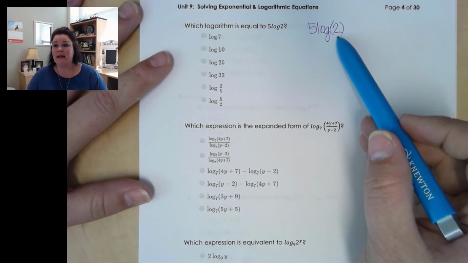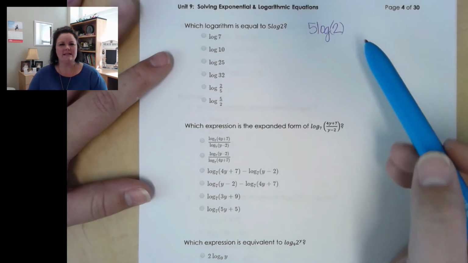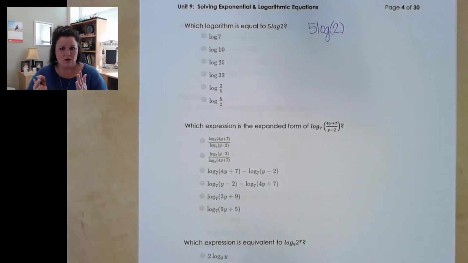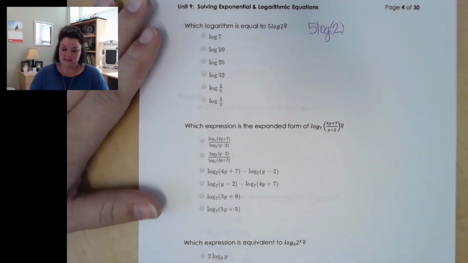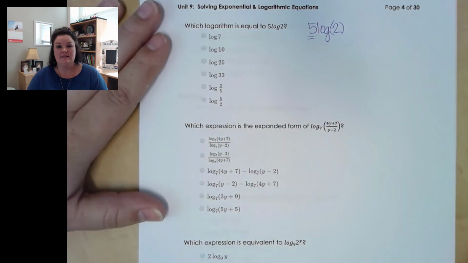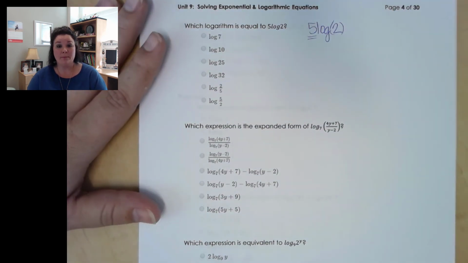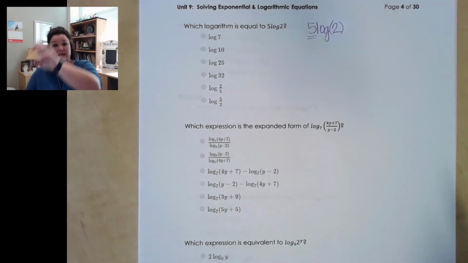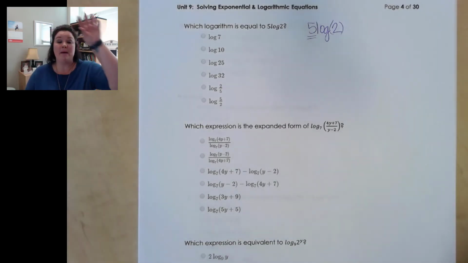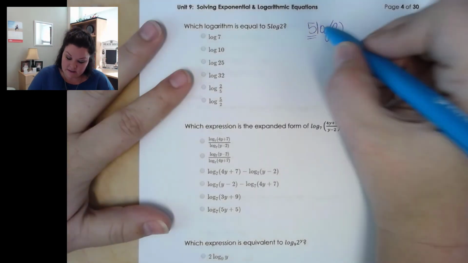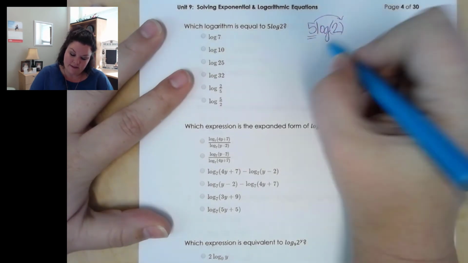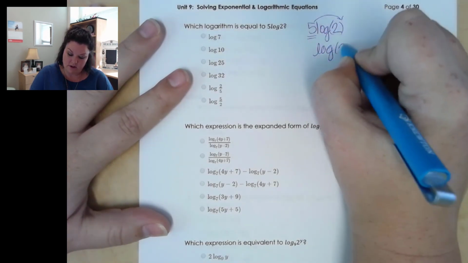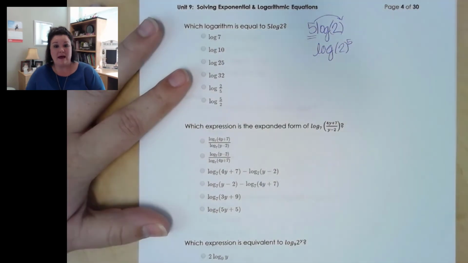So if I can't expand this into more log terms, then I guess they're assuming I can condense it more. And the only thing I have to condense is this 5 that's out front. Remember, we had that property that says we can take the exponent and bring it down in front of the term. So that means if I have a coefficient in front of the term, I can actually put it back up into the exponent. So that's what I'm going to do. I'm going to put this 5 back up into the exponent. So I get log 2 to the 5th power.